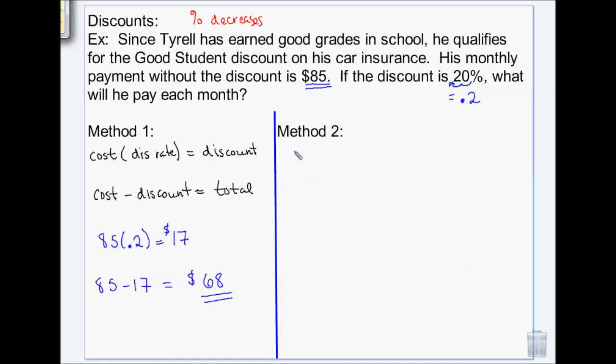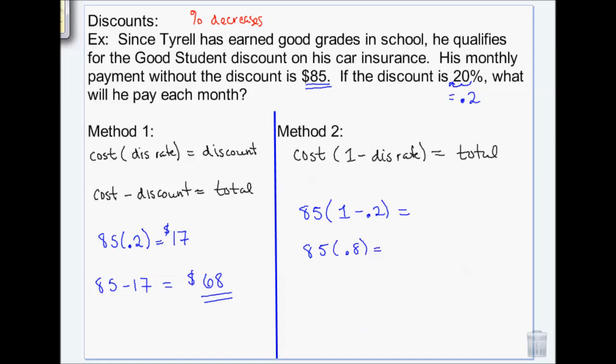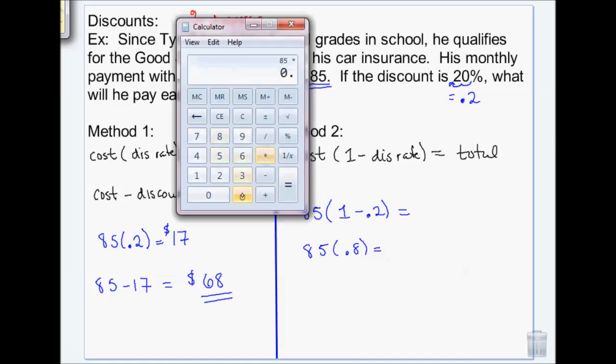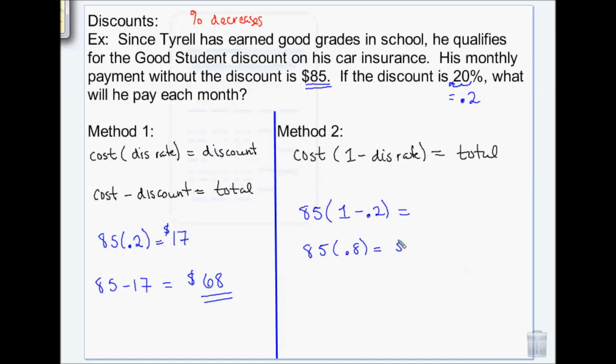Method 2 is very similar to the tax method 2. The only difference is we're going to do, instead of 1 plus, we do 1 minus the discount rate. And that'll give me your total. So for the same example, if I took $85, I'm going to do 1 minus 0.2. That's going to be $85 times 0.8. And I get the exact same answer, $68.